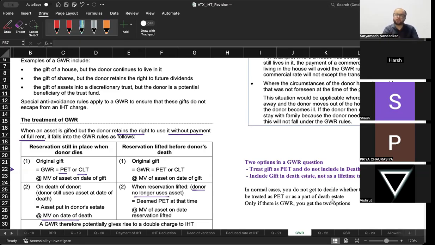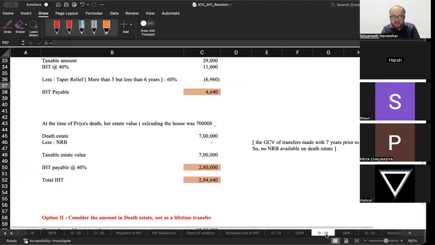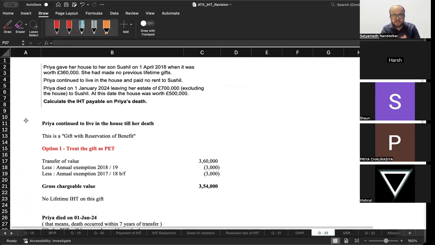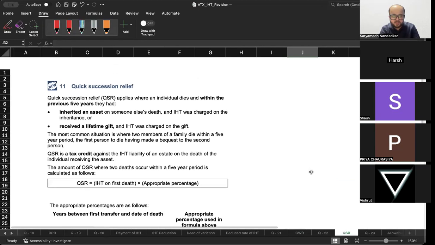And this choice of whether to include that in a lifetime transfer or whether to include that in the death estate, ये जो चॉइस है, ये जो ऑप्शन है, ये सिर्फ आपको गिफ्ट्स विद रिजर्वेशन ऑफ बेनिफिट के केस में मिलेगा. देयर इज अ क्वेश्चन, प्रिया आपके नाम से ही क्वेश्चन है, सो देयर इज वन क्वेश्चन, एक बार ये क्वेश्चन देख लेना. ओके, नाउ क्विक सक्सेशन रिलीफ.